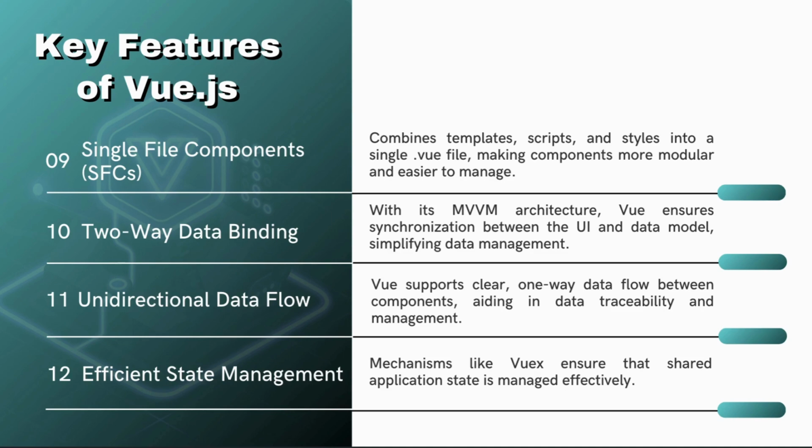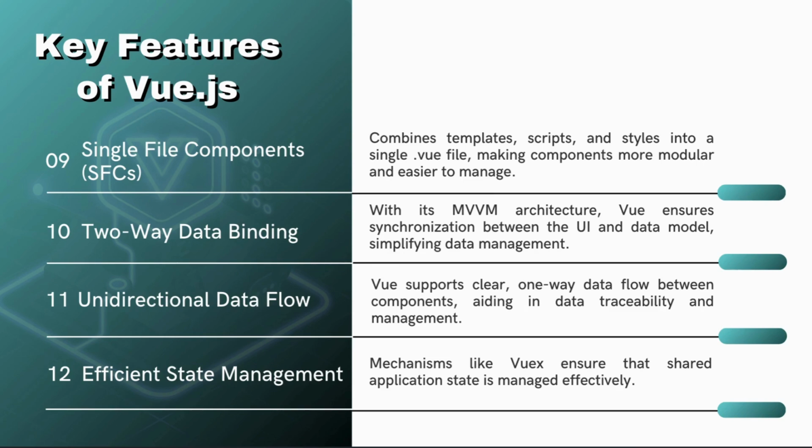Two-way data binding. Vue.js supports two-way data binding, which means that changes to the user interface are automatically reflected in the data model and vice versa. This is achieved through Vue's MVVM, or Model-View-ViewModel, architecture, making it simpler to manage form inputs, user interactions, and other dynamic behaviors.